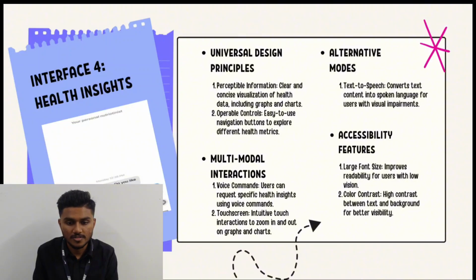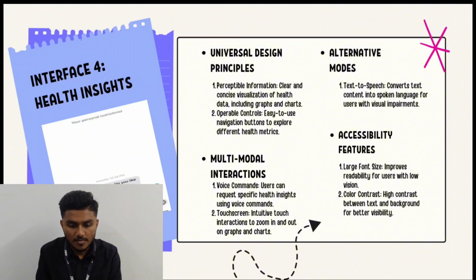Number 1 is universal design principles. In universal design principles, we have perceptible information, clear and concise visualization of health data, including graphs and charts. And we have operable controls, which are easy to use navigation buttons to explore different health metrics.